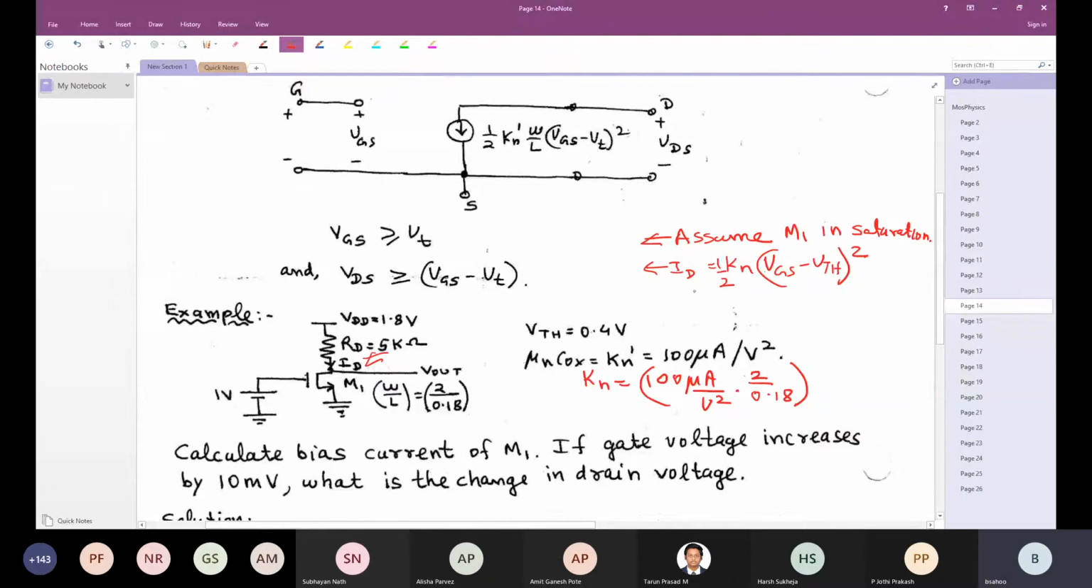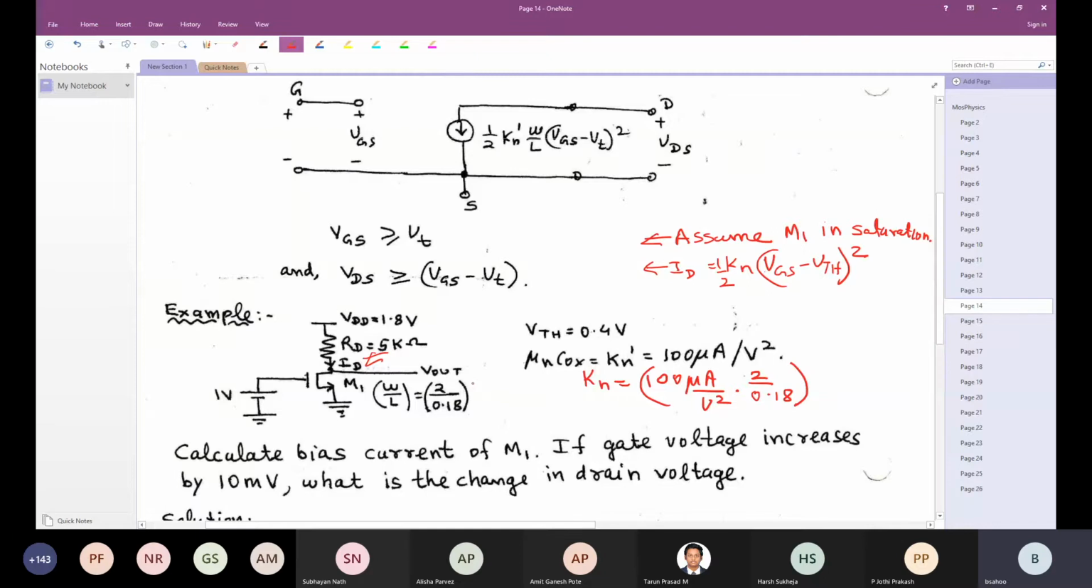We plug in the expression for ID in triode: ID equals Kn (VGS minus VTH) VDS minus half VDS squared, we write it like that. Now it's a quadratic equation. We solve for that quadratic equation and obtain the VDS. So it comes out in triode region, and once it is in triode region, then we solve for the VDS using the triode region equation. Okay, and that's a quadratic equation.